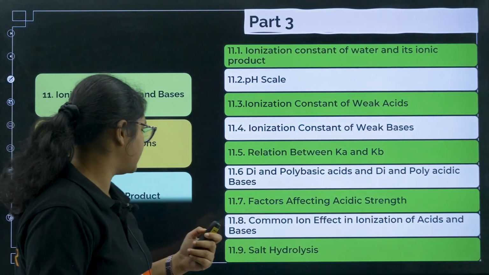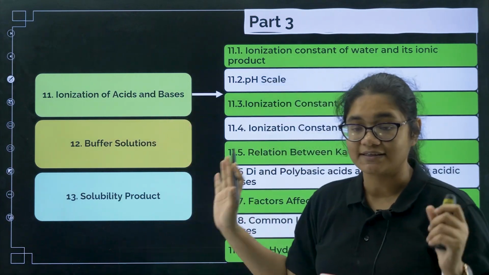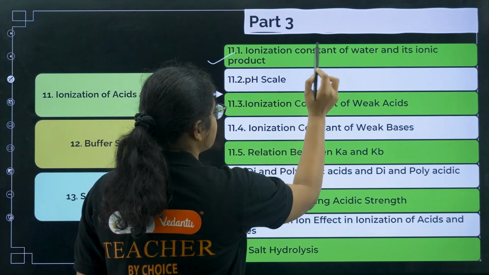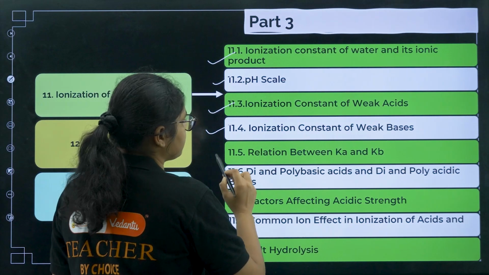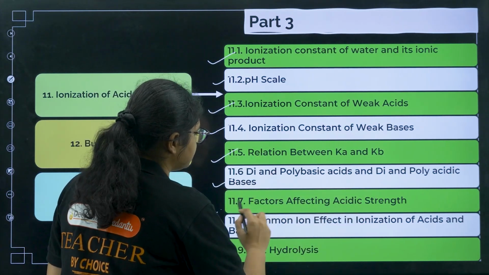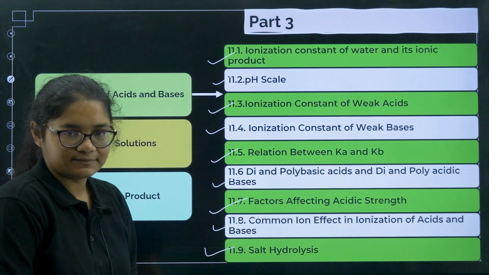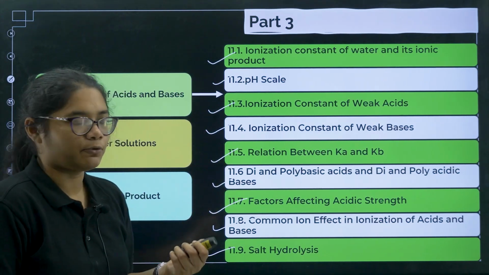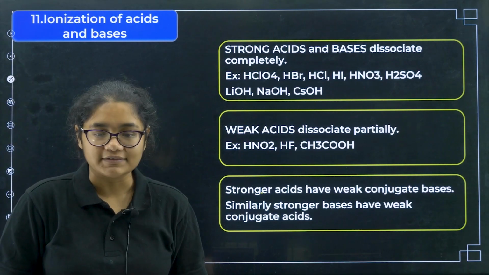Now if I see today's lecture, first we'll be talking about ionizations of acids and bases, and in that we have these topics to cover: ionization constant of water, then pH scale, ionization constant of weak acid and weak bases, relation between Ka and Kb, di and polybasic acids, factors affecting acidic strength, common ion effect and salt hydrolysis. Then we'll go for buffer solutions, and lastly the solubility product. Now coming to the first thing, that is ionization of acids and bases.